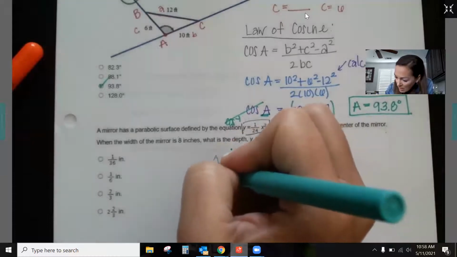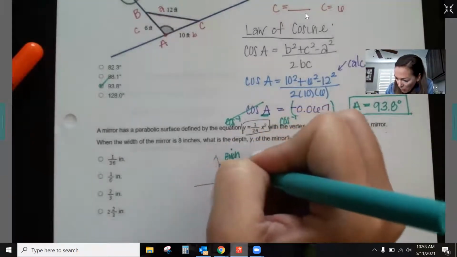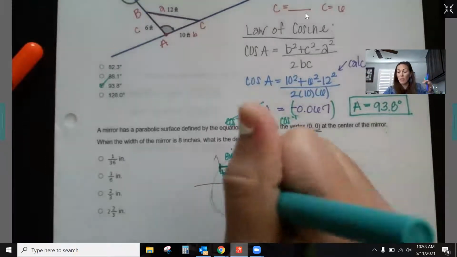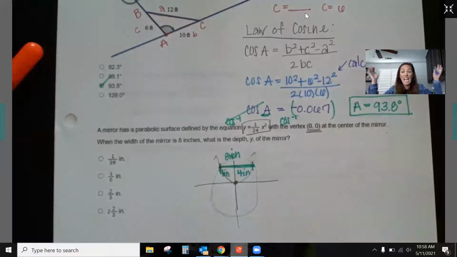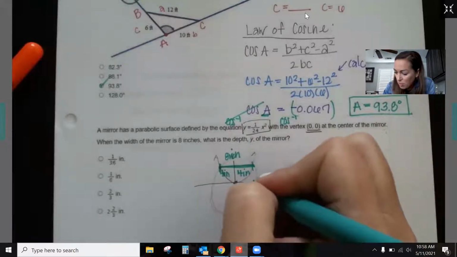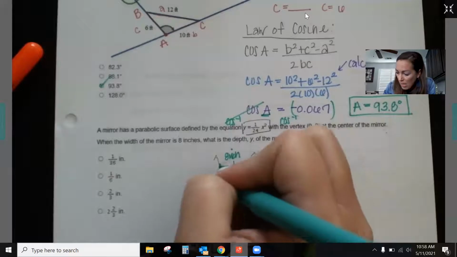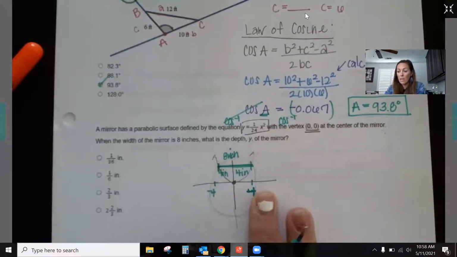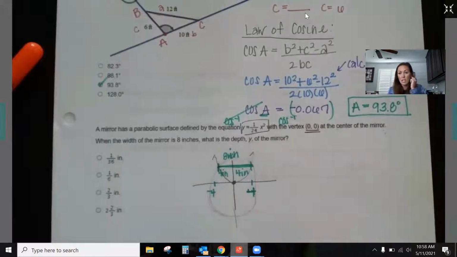That means that this is 4 inches and here is 4 inches, right? Because if it's going to be a parabola or a mirror, the vertex is the center of the mirror, it has to be symmetrical on both sides. So this is going to tell me then that my x value is at 4 here and at -4 here, right? So x is going to be a distance of 4 here and a distance of 4 here from my vertex. So the question is, when the width is 8, what is the depth of the mirror?